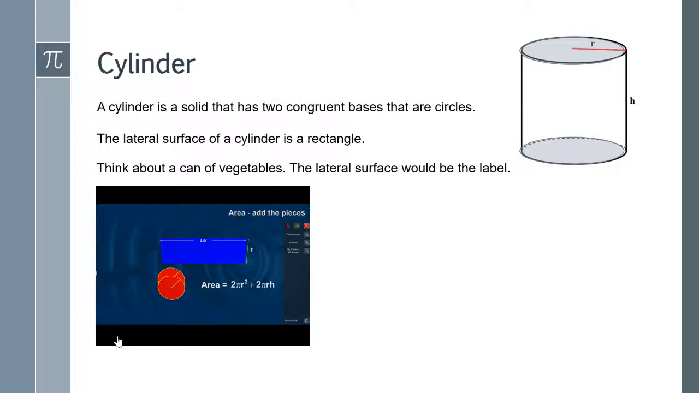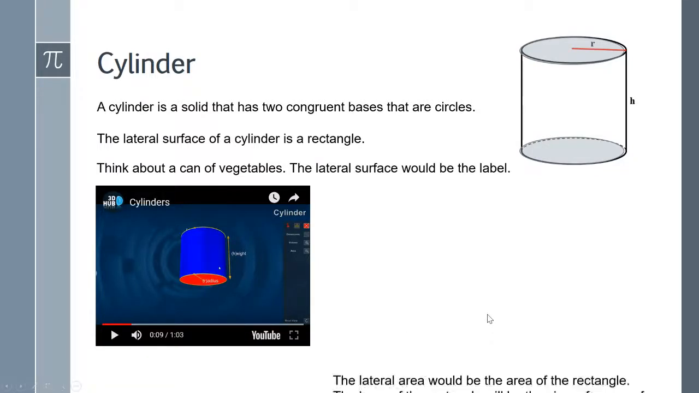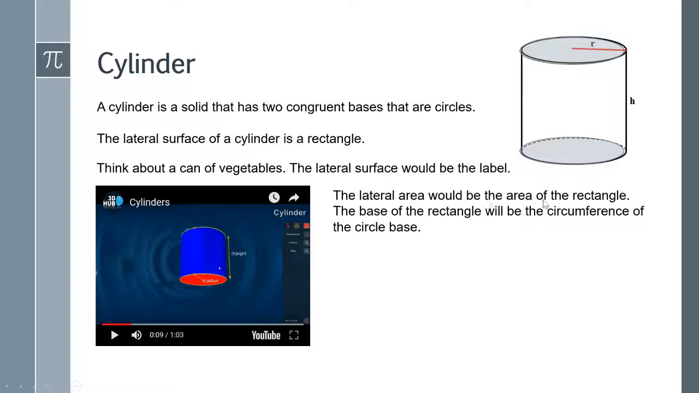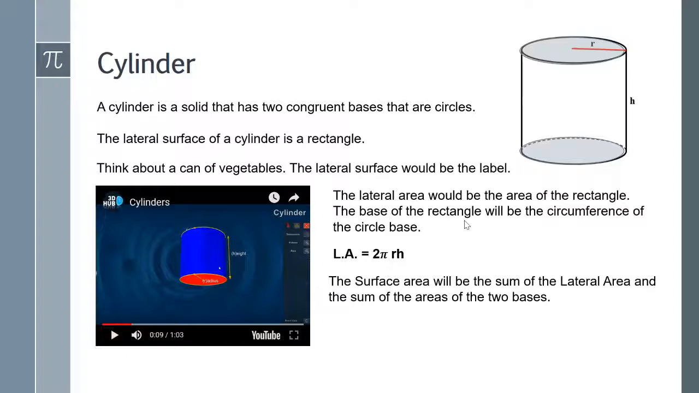So we got 2 pi r squared plus 2 pi rh. That's going to be the surface area. So the lateral area would be the area of that rectangle, which we just looked at right there. The base of the rectangle would be the circumference of that circle. We just talked about how that circle rolled all the way across the top of that rectangle. So the circumference of the circle is also one of the sides of the rectangle. So lateral area would be 2 times pi times rh. And the surface area will be the sum of that lateral area plus the sum of these two bases. And so that's 2 times pi r squared plus 2 pi rh. So there's our surface area formulas.